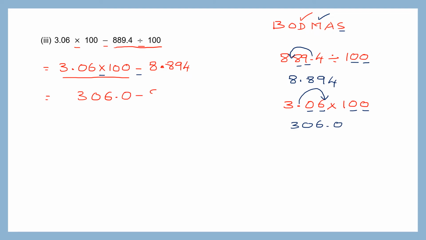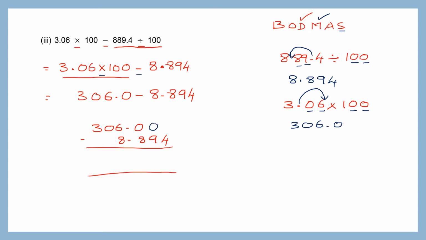So let me write that 306.0 minus 8.894. Okay, so let me do that subtraction. 306.0 minus 8.894. Okay, now let's write down all the missing numbers to make them like decimals. So I've put two more zeros. Now they have become like decimals. Let me start my subtraction. 0 minus 4 I cannot do. I'm going to borrow. Not from the previous one, not from the previous one, but from 6.